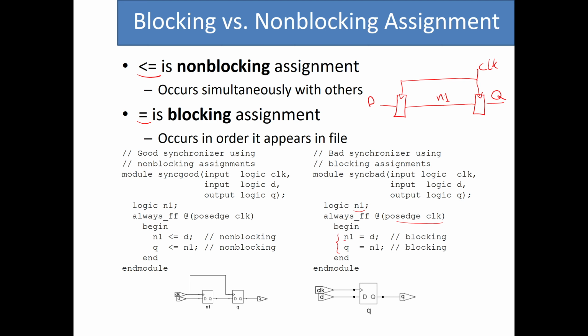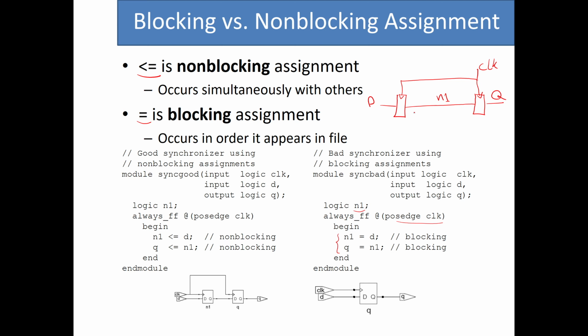But if we put it like this, we just say n1 equals d, basically the value of d is assigned to n1 and the value of n1 is assigned to q. When we do the synthesis, this is what we get. As you can see, this is simply a D flip-flop. The only change is that we have one internal variable that stores the value of d in n1 and then passes it to q, right? So this is not the functionality that we intended. We want to have two flip-flops back to back.